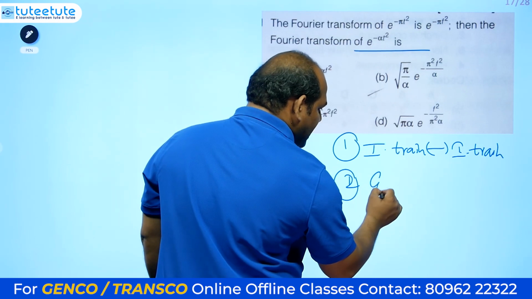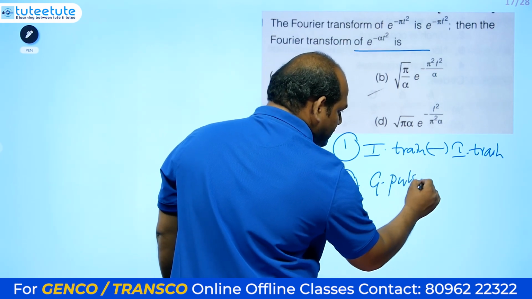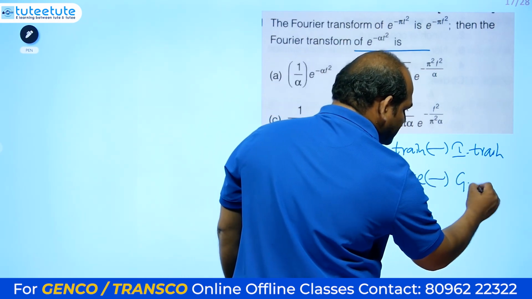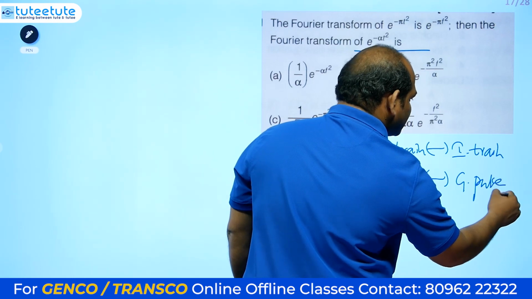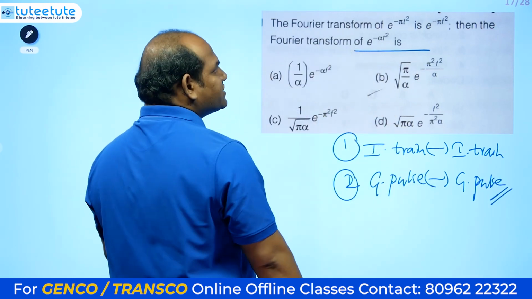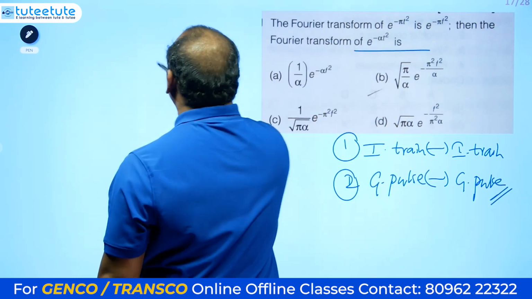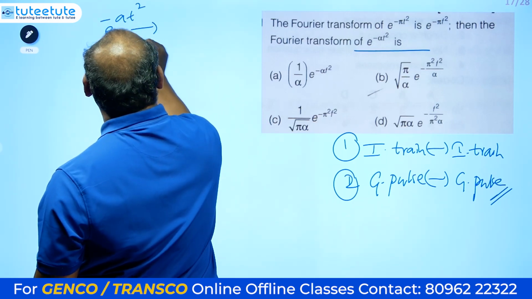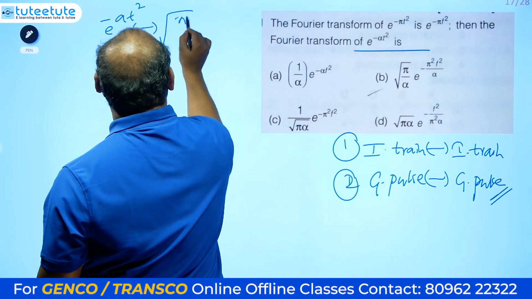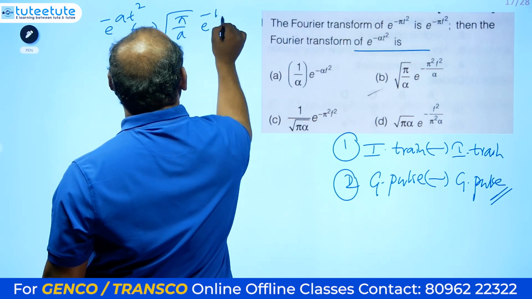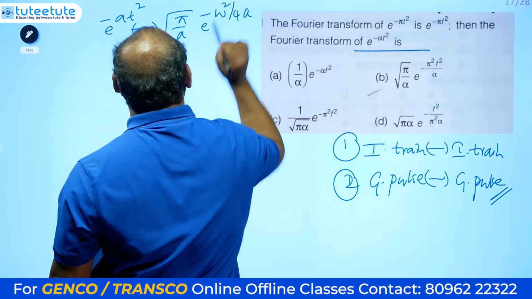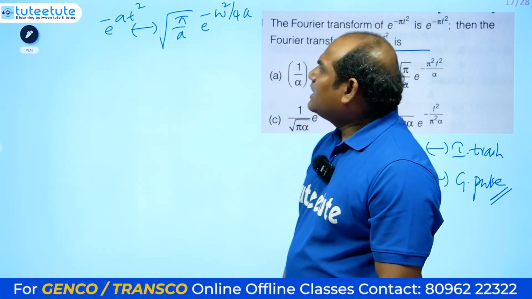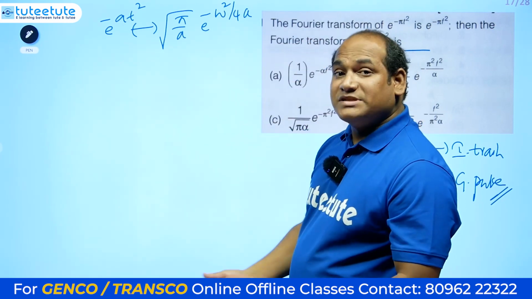Fourier transform of Gaussian pulse is again Gaussian pulse only. So these are the two things you need to remember. Now the question is related to Gaussian pulse. So the general thing is e power minus a t square having the Fourier transform root of pi by a e power minus omega square by 4a. This is the given, that means the general equation.